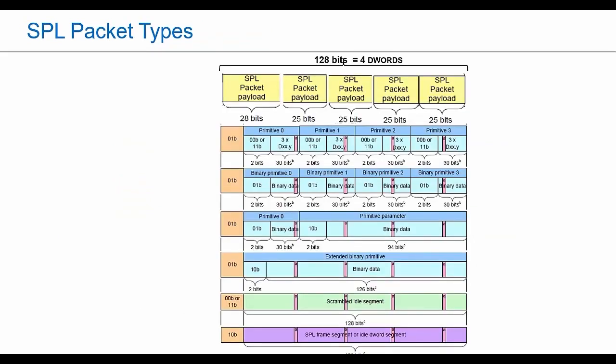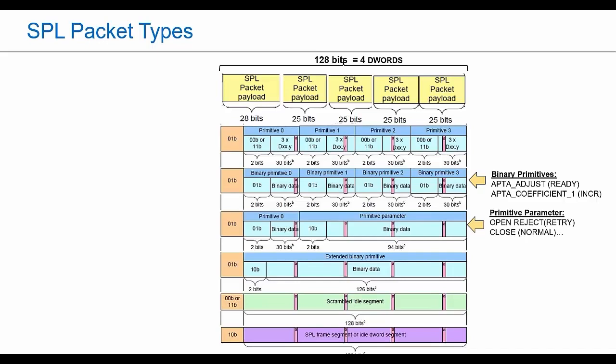Okay, now we'll look at the other primitive SPL packets, which are all new as part of SAS 4. This includes binary primitives like the APTA adjust. They now have something called primitive parameters, where you can append additional data to some specific primitives like open, reject, retry. And then extended binary primitives. They function just like any other primitive, only they made them longer. They don't really tell you why, probably because they're used in some critical 24 gig link management roles, but we'll look at each of these in a second.